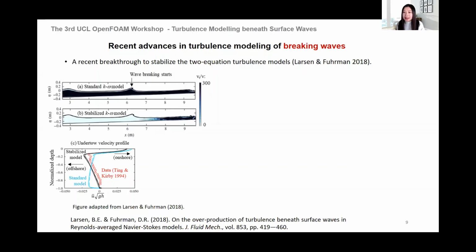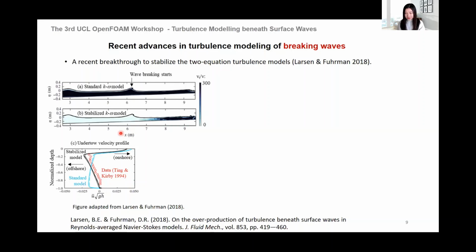This work was done in my current group at the Technical University of Denmark by Dr. Bjarke Larsen and Professor David Furman. The marked improvement can be seen in these figures A and B. Before wave breaking, the standard K-epsilon model and K-omega model have already developed a very high turbulence level in this pre-breaking zone, which should be a potential flow region without any turbulence. And this is incorrect physically. With the stabilized approach, the stabilized K-omega model has eliminated the overprediction of turbulence before breaking and also in the outer surf zone.